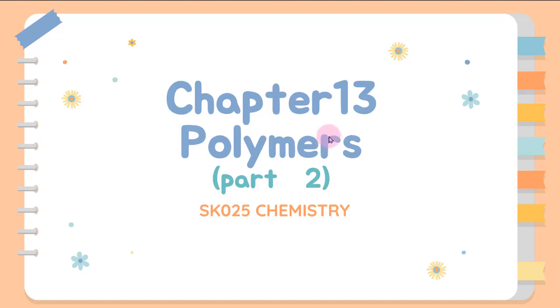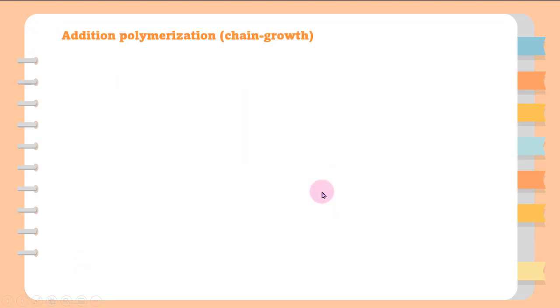Hi everyone, welcome to the second part of video chapter 13 Polymers. In this video, we are going to continue the types of polymerizations. So we have the second type of polymerization, which is the addition or chain growth.